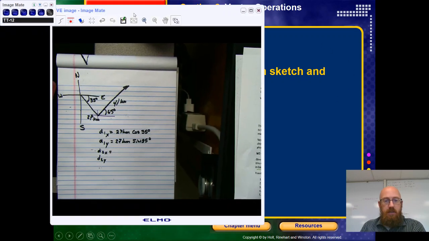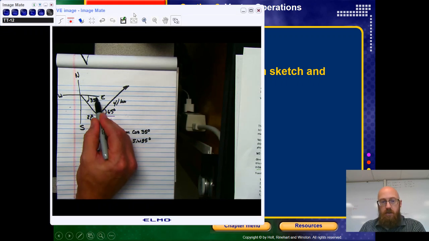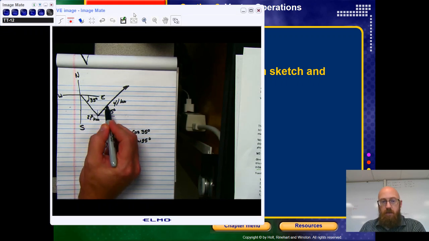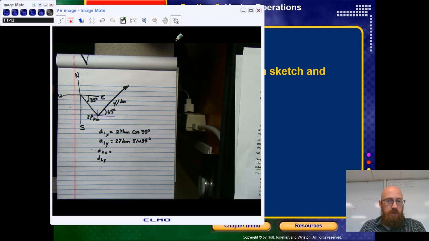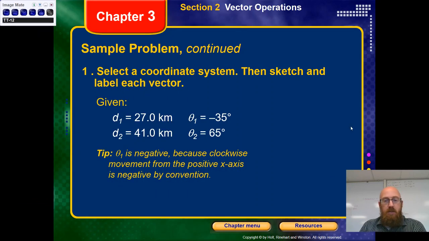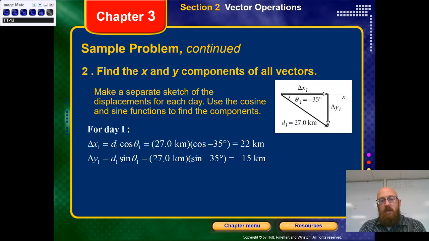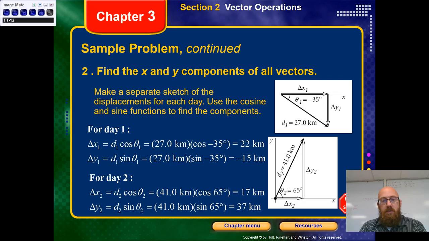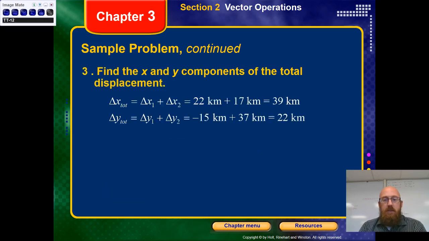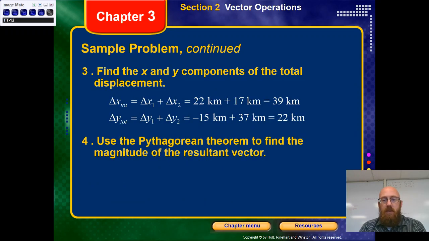Helps if you guys can see that. Below the horizontal, above the horizontal. We're going two different directions. Hey, look, there's the picture. Find the x and y's. Oh, look, there they are. Now you have x total and y total. You add them together. And now you have an x and y.